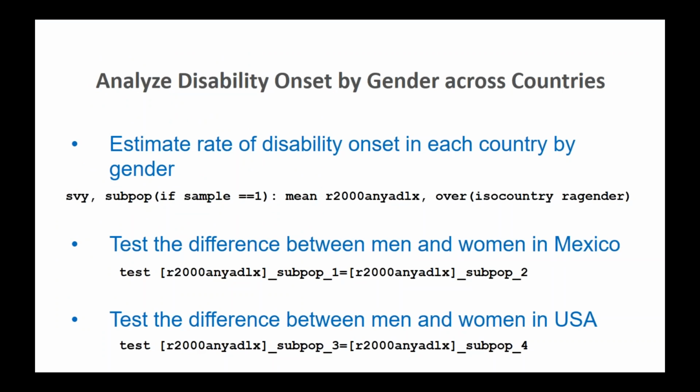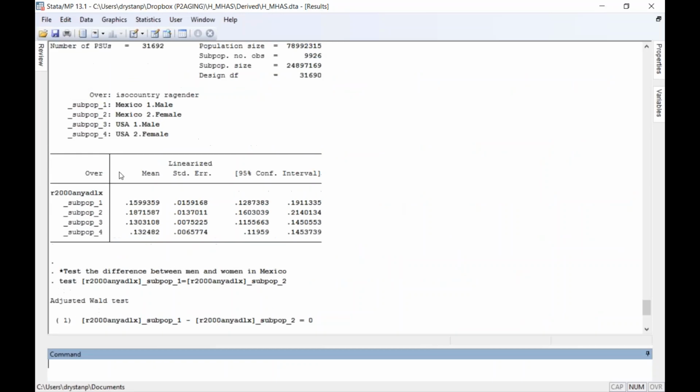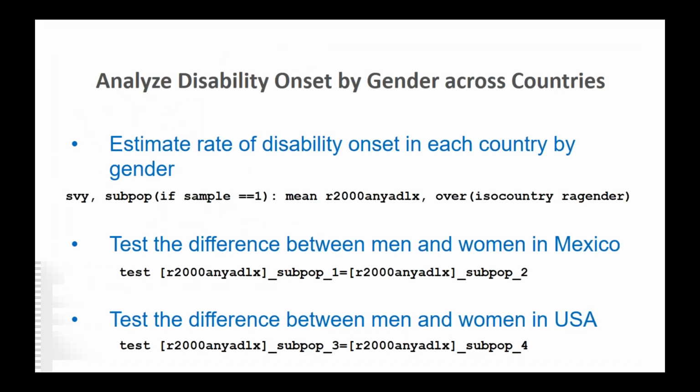So we create our mean here for our four different groups, our estimates of the mean. And then we're going to test the difference between men and women in Mexico. So if you recall inside of Stata here, we could see that subpopulation 1 was Mexican men, subpopulation 2 was Mexican women, subpopulation 3 was men from the US, and subpopulation 4 is women from the US. So we can test the difference between men and women in Mexico and test the difference between men and women in the US to see if there's a difference.